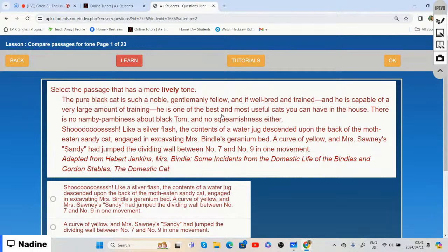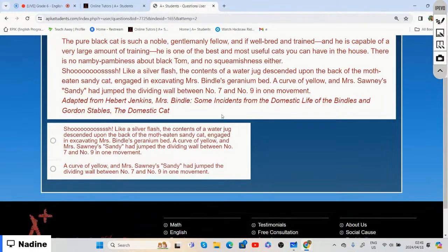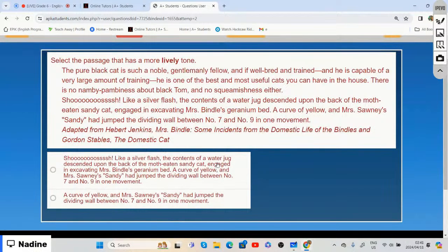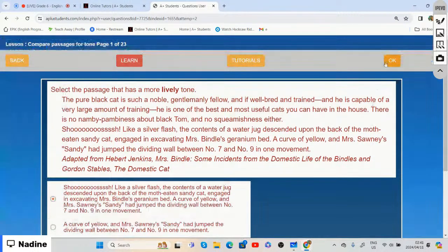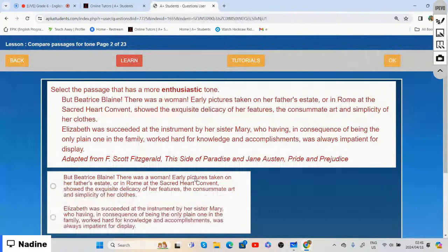All right. So we say that something that is more lively in tone, we can say it is "shush, like a silver flash". So that is more lively, the tone is more exciting. Now we need to select a passage that is more enthusiastic in tone, more exciting, more upbeat, more hyped.